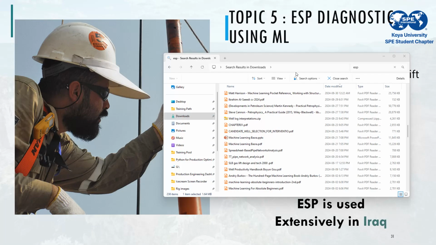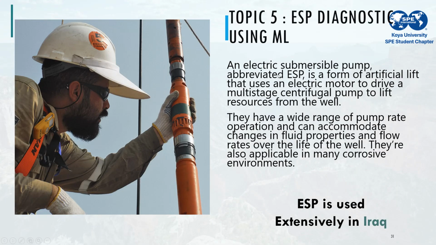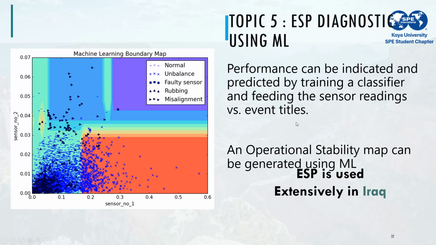in order to know what the problem with your ESP is. But you don't have to do that, because if you use machine learning for this, not just will you predict the problem, but you can also forecast the problem before it happens.